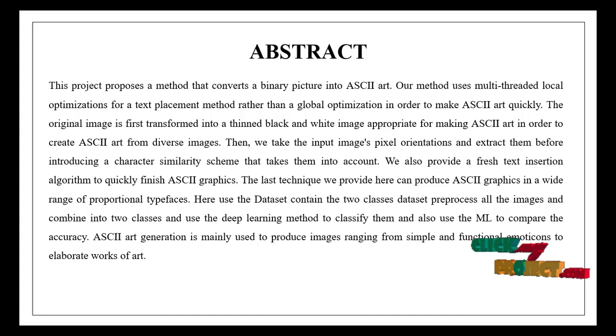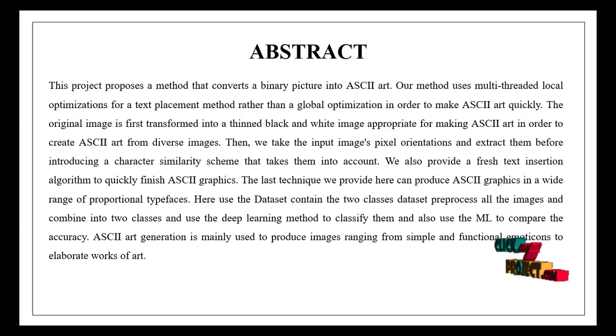This is our abstract. This project proposes a method that converts a binary picture into ASCII art. Our method uses multi-threaded local optimization for a text replacement method, rather than a global optimization, in order to make ASCII art quickly.